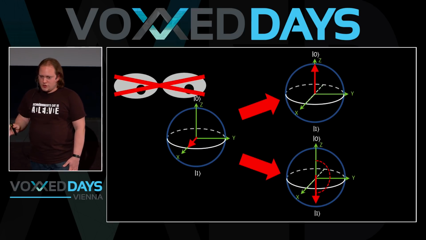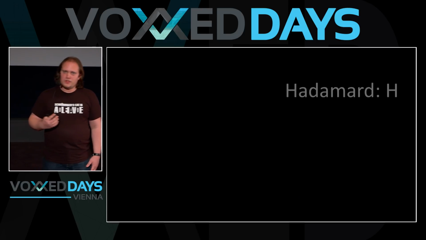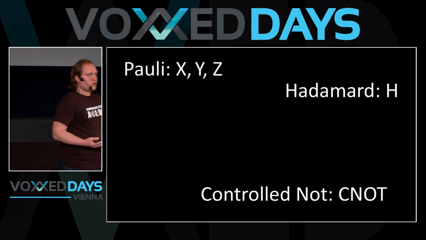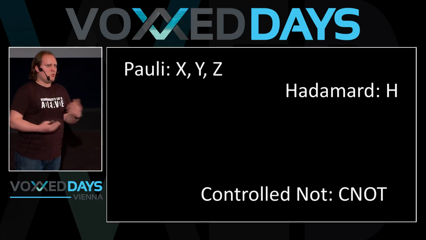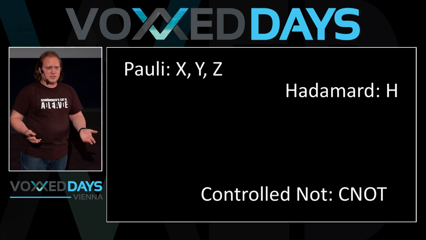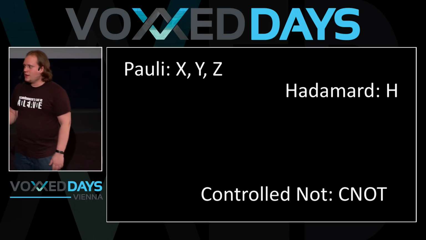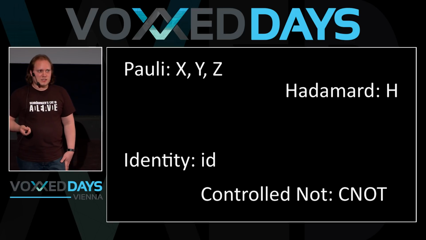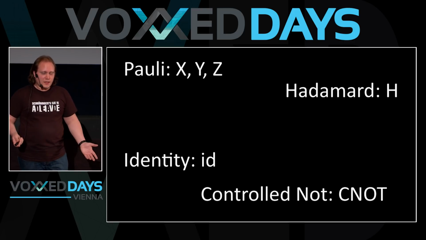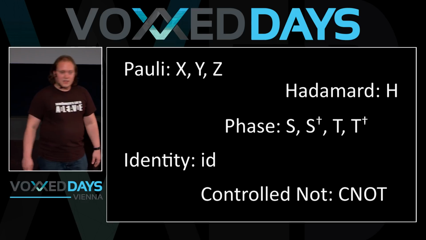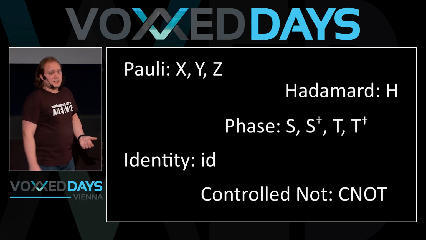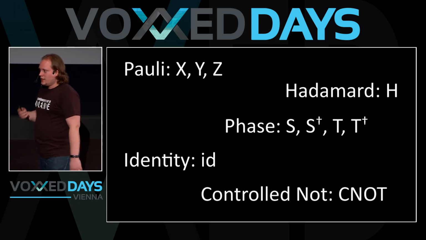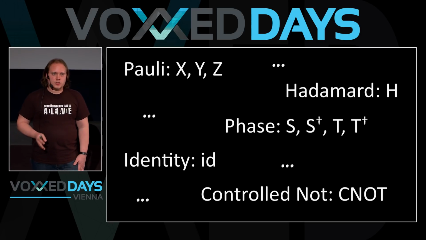Just to finish this part, I've shown you the Hadamard and the CNOT gates. I've shown you one of the three Pauli gates, the X gate. The Y and Z gates are pretty much the same. They just spin around different axes. I didn't show you the identity gate, which is extremely boring because it simply does nothing. I didn't show you any phase gates, which are much more exciting but too complicated for this kind of talk. And there are many, many others you could imagine.